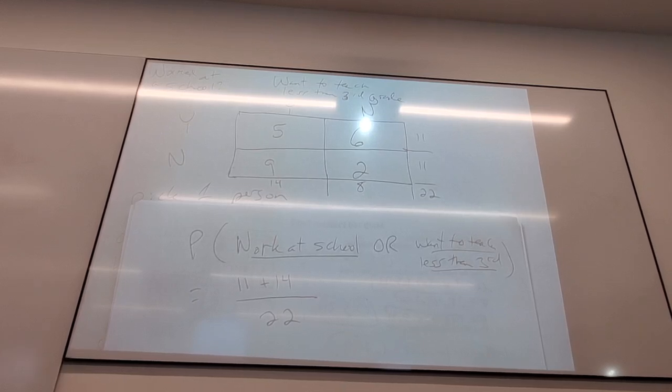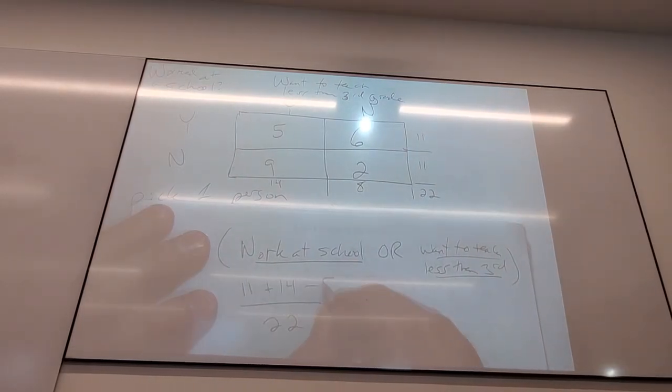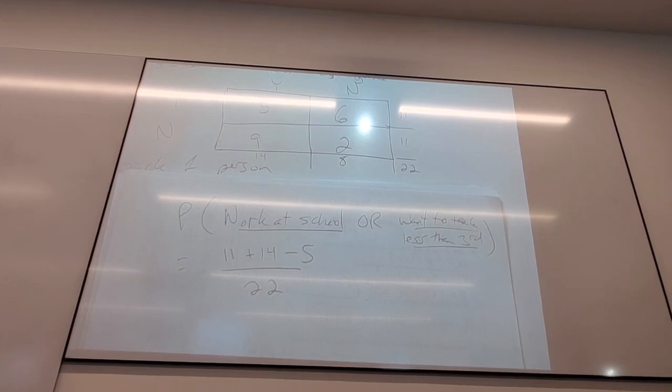So how many people, can you guys see how many people I counted twice? Exactly how many people did I count twice? 5. Why did I count those 5 twice? Because they're in both groups, right? So it's like those 5 people should get to vote twice, no matter how much they want to. So minus 5. Now, 11 plus 14 minus 5 is 20. That's 20 over 22, which is roughly 0.91. I think it's like 91%.